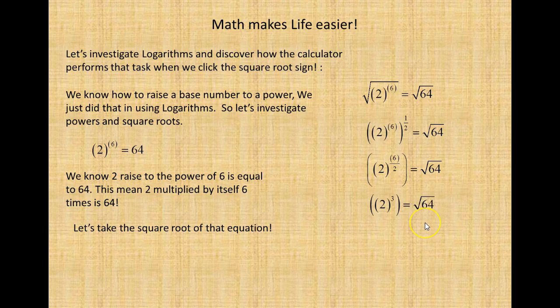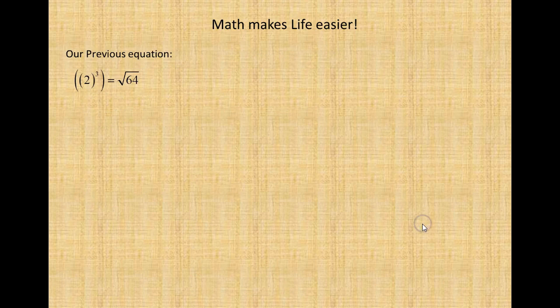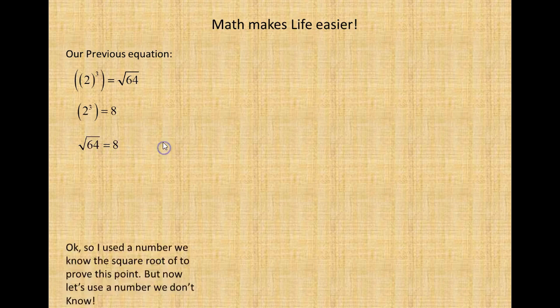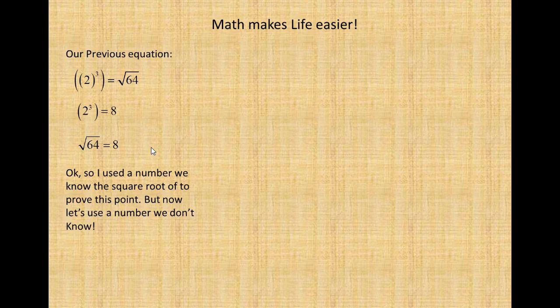Well, what's the square root of 64? 8 times 8 is 64, right? Let's continue. So our previous answer here is 2 raised to the power of 3 is 8. 2 times 2 is 4, and times 2 is 8. Well, 8 is the square root of 64. And so therefore we use logarithms to get the square root of a number. The square root of 64 is equal to 8. I used a number we know the square root of to prove this point. But now let's use a number we don't know.